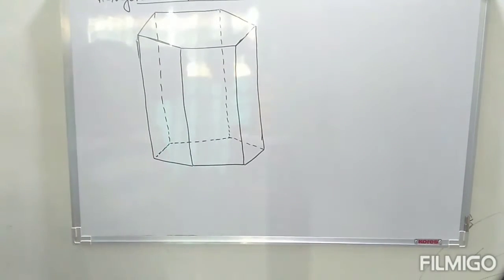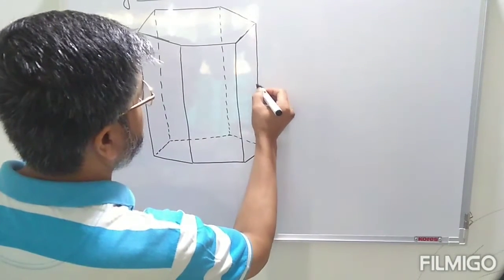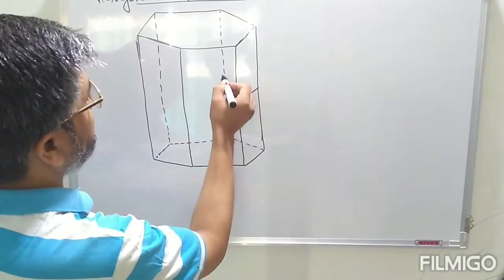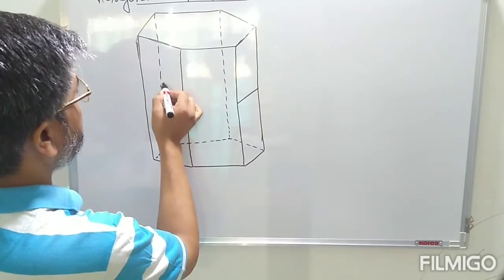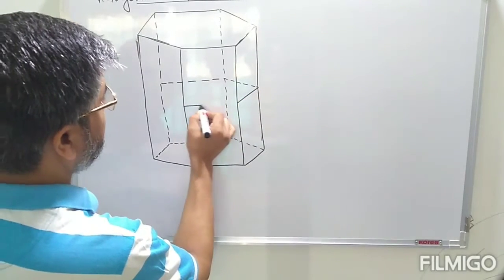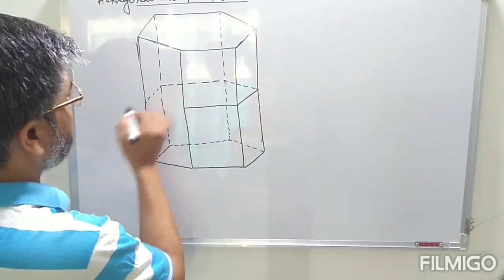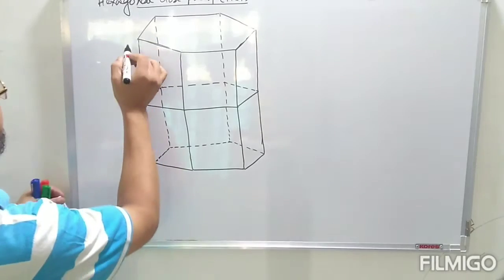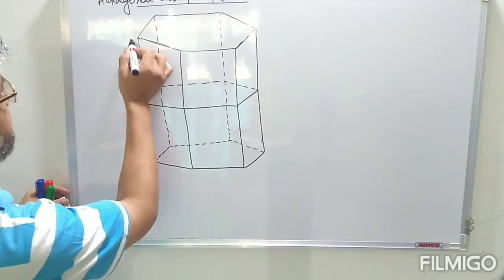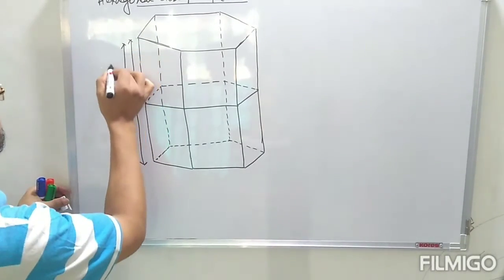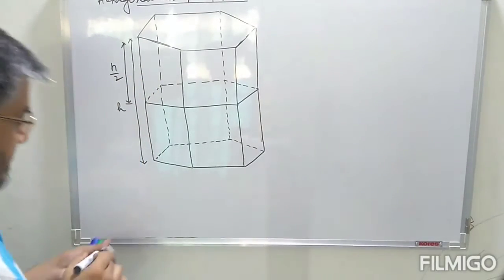It is something like a regular hexagon. Let this distance, this is the height, and this distance is half of the height.